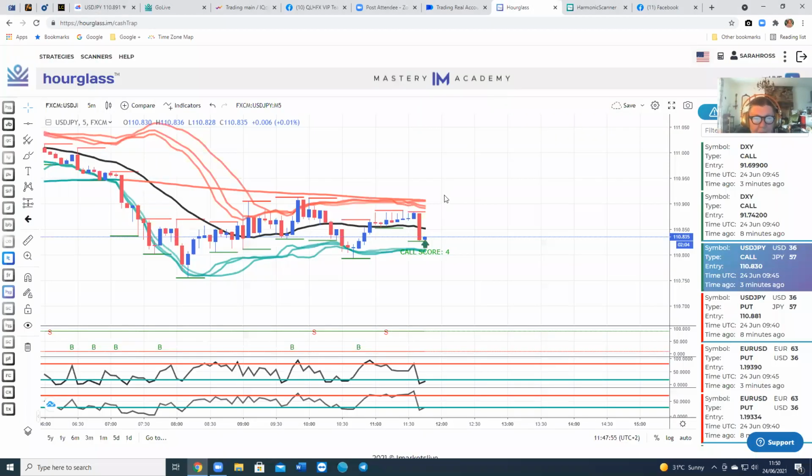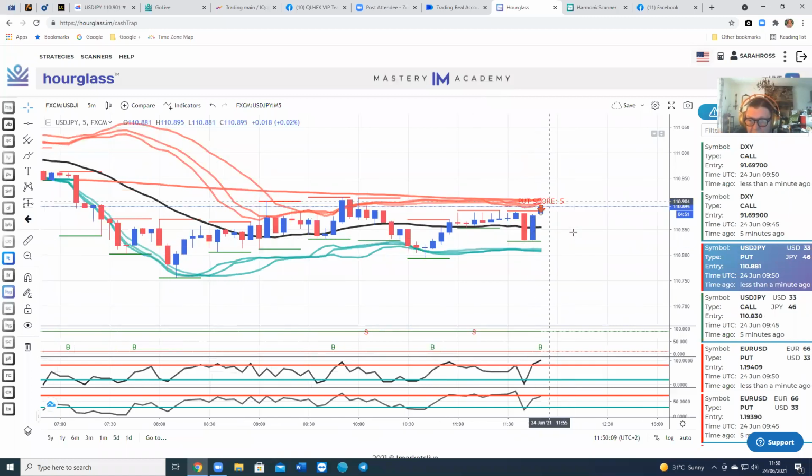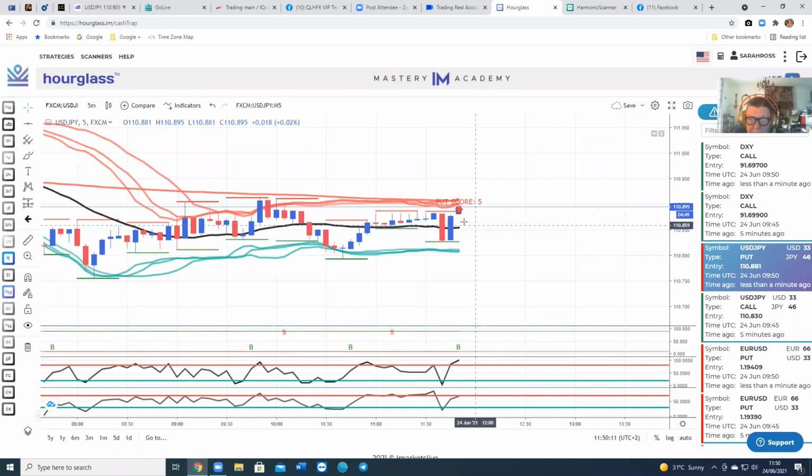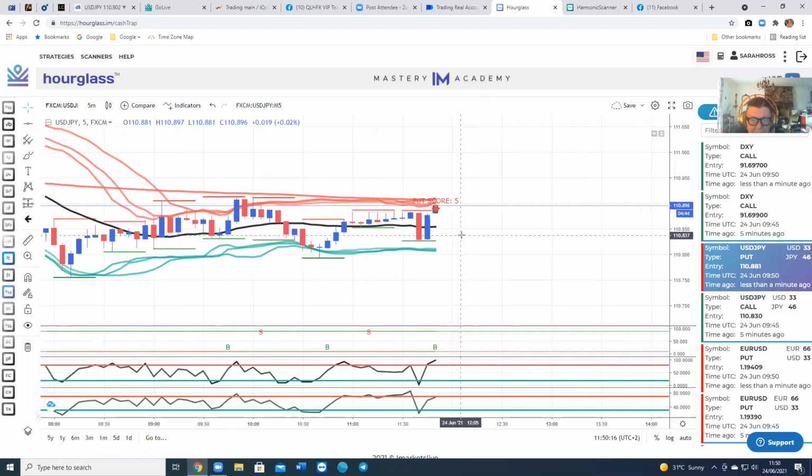Let's look at Hourglass. And that is heading down. Now this on the hour would be a very nice put. So we could wait for the hour.